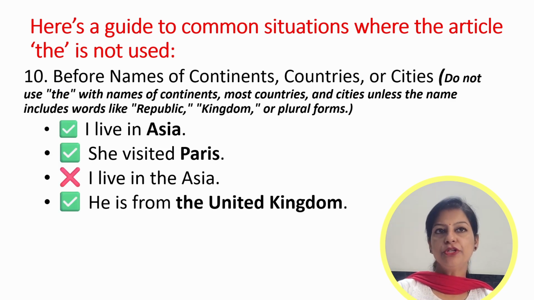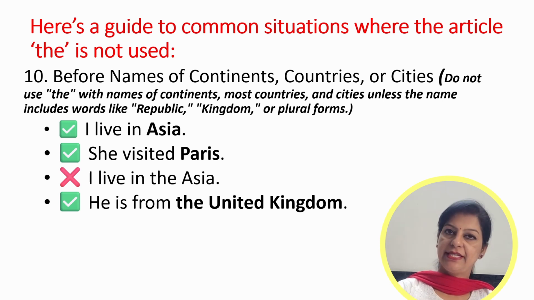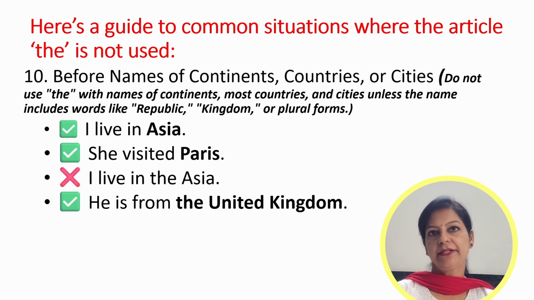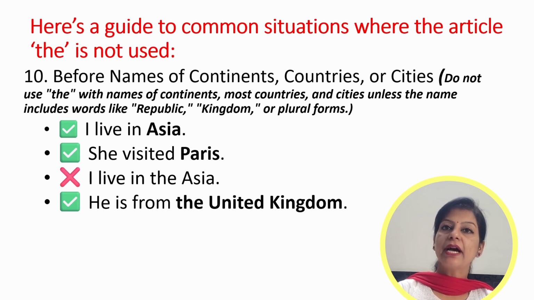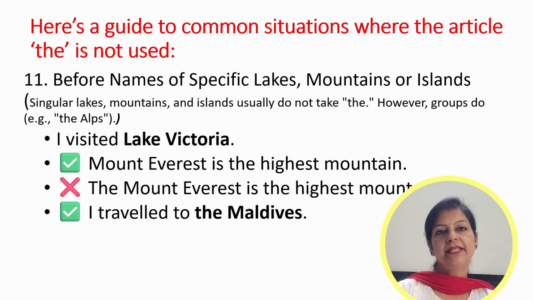10th, we don't use the before names of continents, most countries or cities. Example, I live in Asia. We don't say the Asia because Asia is a continent. Next example, she visited Paris. We don't say the Paris because Paris is a city. However, he is from the United Kingdom. We use the with United Kingdom because it's a country with kingdom in its name.